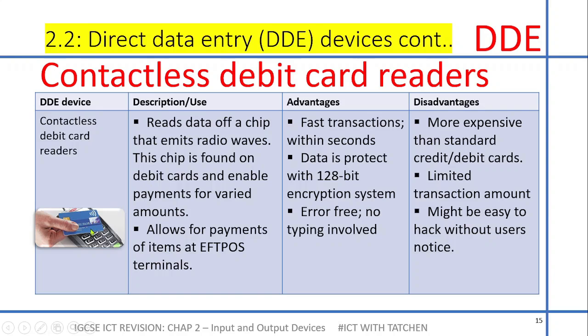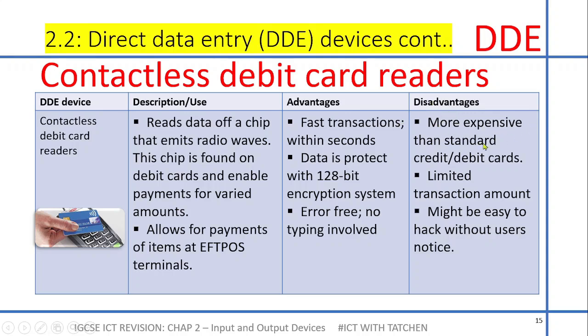So maybe you do a purchase from a shop, it has to be physical. What you just do is key in the amount, you put your card over the reader, and then it picks up the signal, and that amount is deducted from your card. Advantages: fast transactions within seconds, data is protected with 128-bit encryption, and then we have error-free. You don't need to type. So most of what you do is just to scan, and the required amount is paid.